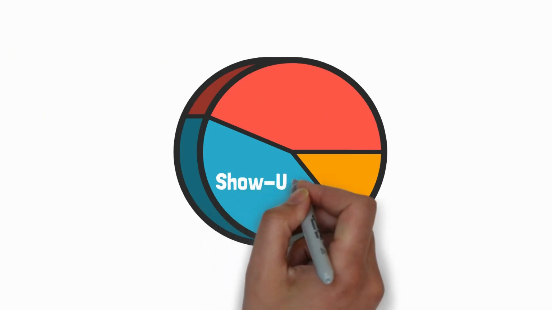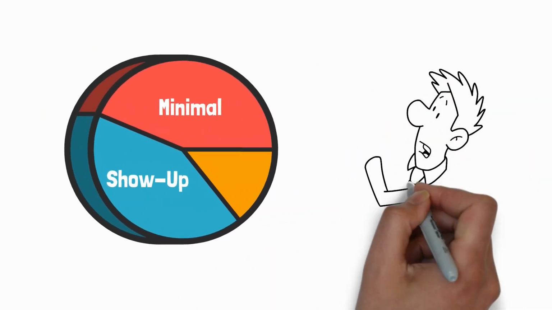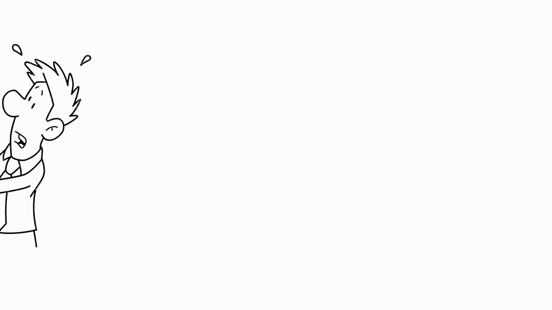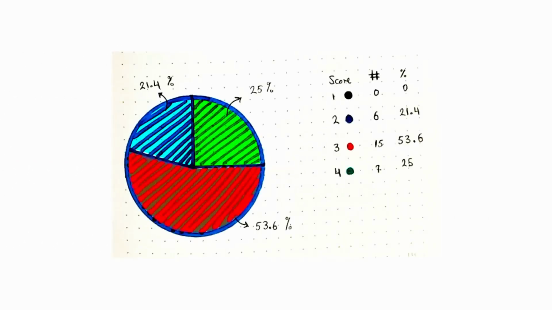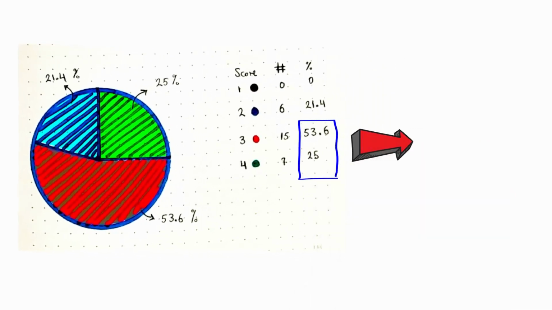Because if a big portion of this pie chart denotes the show-up or minimal version, it shows that you are not building the habit and not taking it seriously. But if you see that, for example, 80% of the days you are doing at least the satisfying version, it shows that it is slowly becoming your habit.